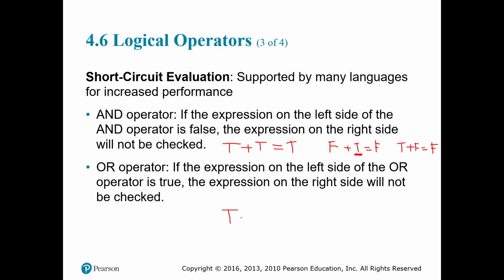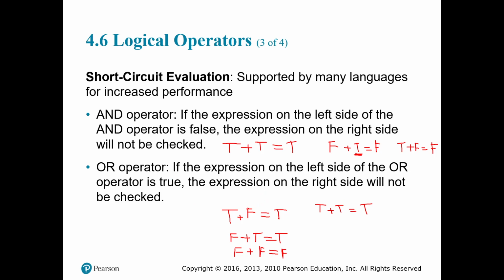Since the OR operator needs only one true to get a true result, if we have true plus false, we're going to end up with a true. If we have a false plus true, we're going to end up with a true. If we have a false plus false, we're going to end up with a false. And if we have a true plus true, we're going to end up with true. This is for the OR operator.